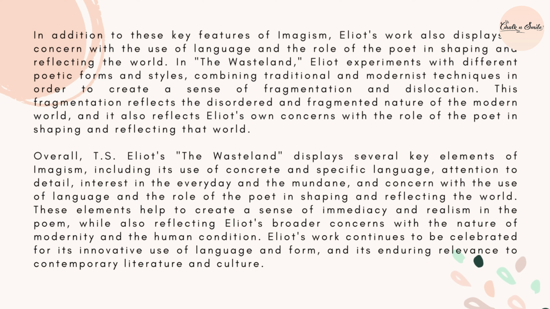Besides all these features, Eliot's work also displays a concern with the use of language and the role of the poet in shaping and reflecting the world. In The Waste Land, Eliot experiments with different poetic forms and styles, combining the traditional and the modernist techniques in order to create a sense of fragmentation and dislocation. This fragmentation reflects the disordered and fragmented nature of the modern world, and it also reflects Eliot's own concern with the role of a poet in shaping and reflecting that world.